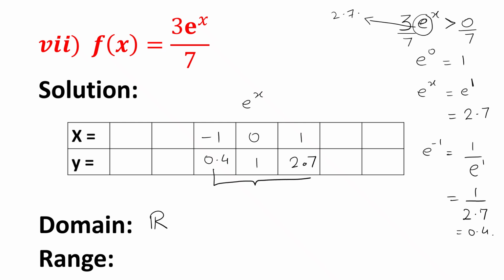So clearly we can see that the values of y are greater than 0 and are positive. So the range will be 0 to positive infinity. 0 is not included, so we use open brackets.